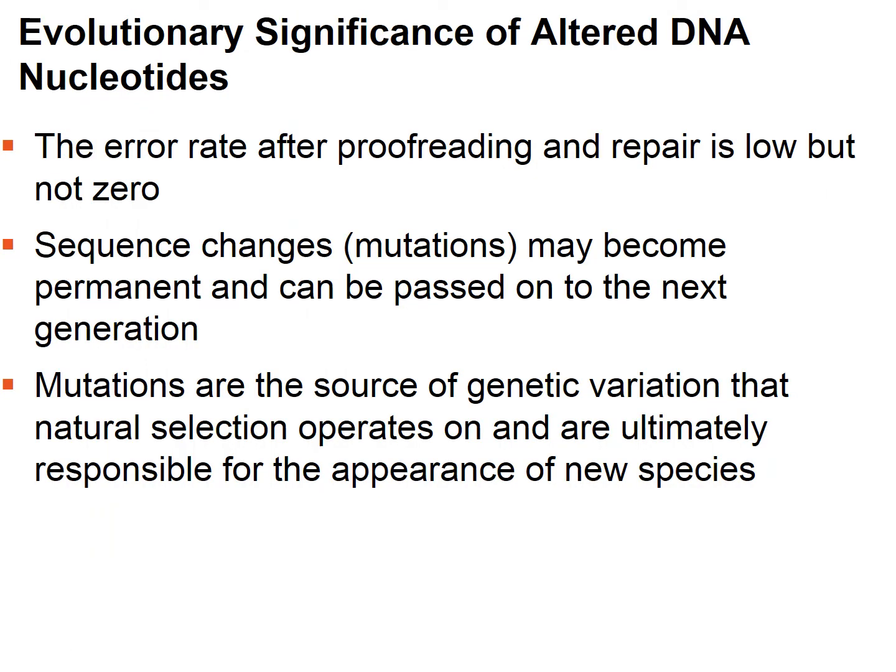DNA polymerase has the ability to proofread, which means it could go back and see if there were any wrong bases, for example, that were added and fix it. It's very good at this, but it's not perfect. So sometimes there can be a change or a mutation, and this can become permanent and be passed on to the next generation. These mutations are the source of genetic variation that natural selection operates on. These are what are ultimately responsible for the appearance of new species.